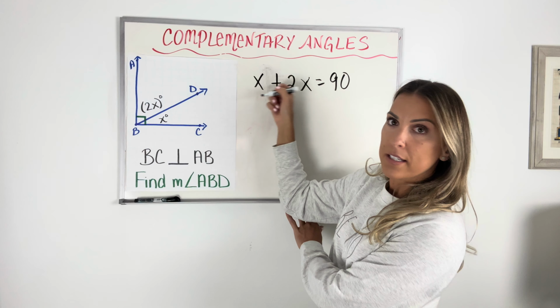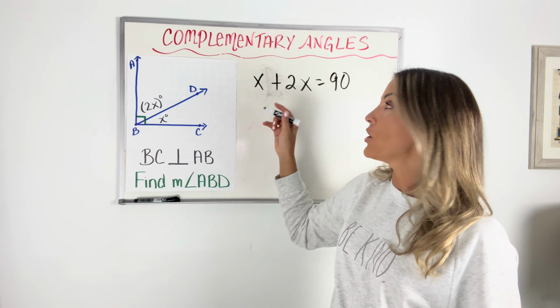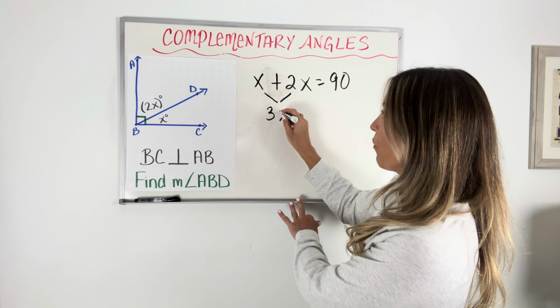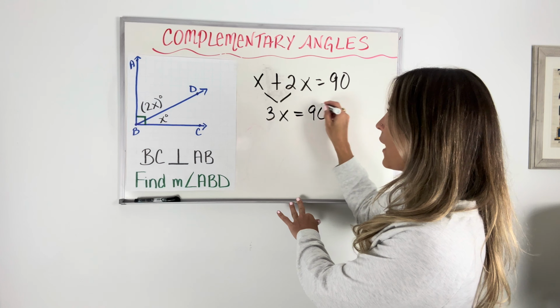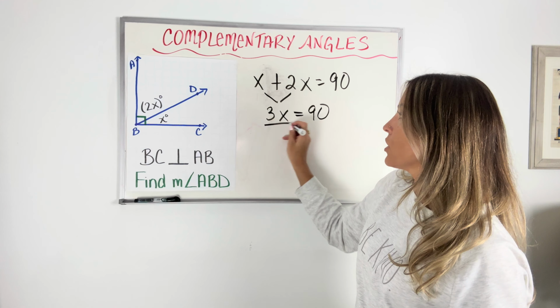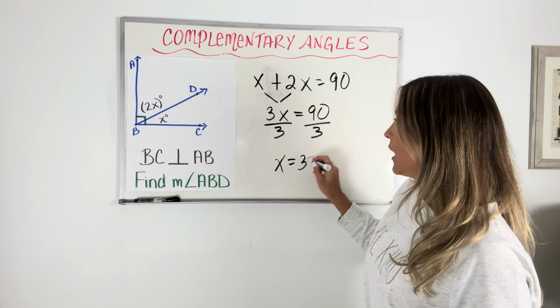The order here obviously doesn't matter, right? I also could have written 2x plus x. Now I'm just going to solve this equation. These are like terms. 2x plus x is equal to 3x. So now I have 3x equals 90. To solve a one-step equation, this is multiplication, so I'm going to divide by 3 on both sides. And that's going to give me x equals 30.